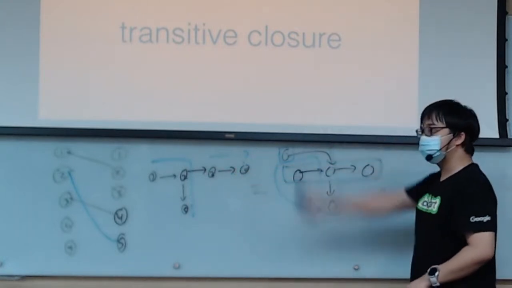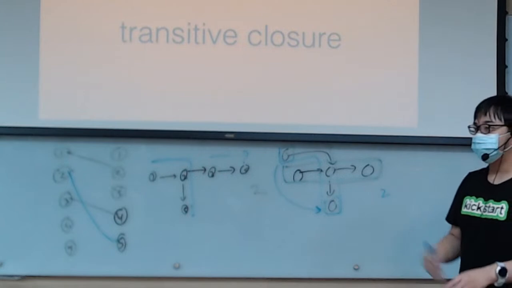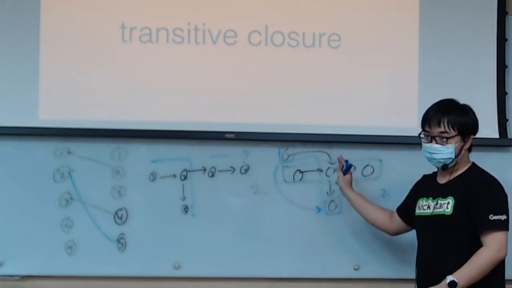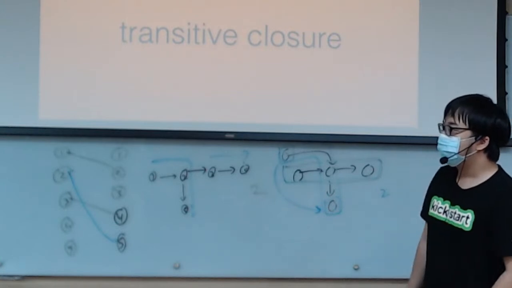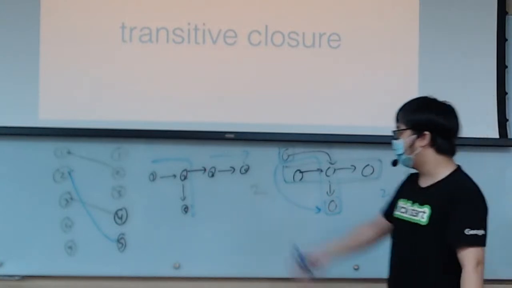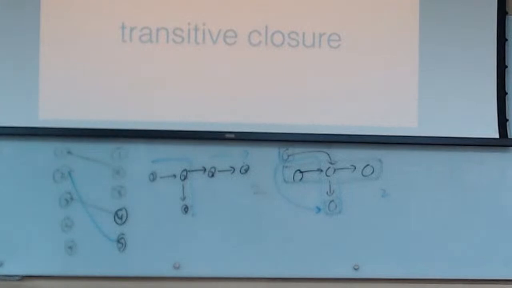So we compute the transitive closure of the graph by running DFS from every node, let's say, and then do the matching. Right. Any questions?